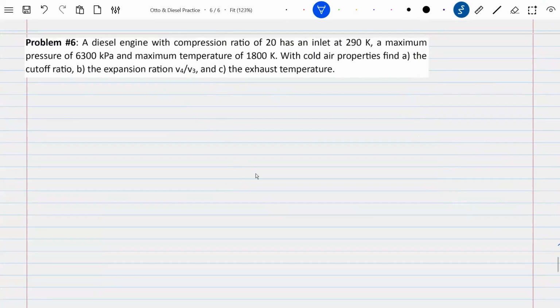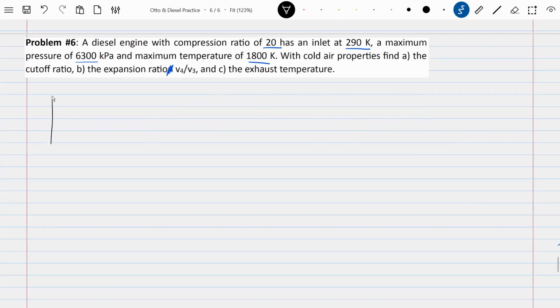All right, problem 6, our final problem for this video. We are again dealing with a diesel engine. The compression ratio is given, 20. The inlet temperature is also given. The maximum pressure of the cycle, very good, that is given too. Maximum temperature of the cycle, also given. We are tasked with using cold air properties to find the cutoff ratio, the expansion ratio. This is ratio, that's a typo there. And the exhaust temperature. So let's see what we can do.